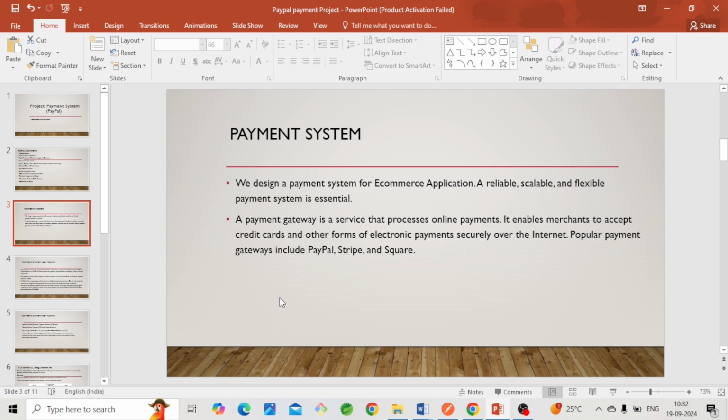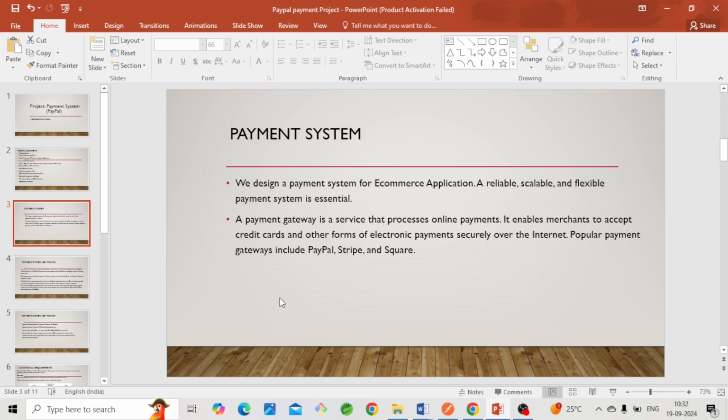So the payment system: we are designing a payment system for an e-commerce application. Suppose we are considering an e-commerce application. We are designing the payment system for the e-commerce client. Whatever we are designing, that payment system must be reliable, scalable and flexible.